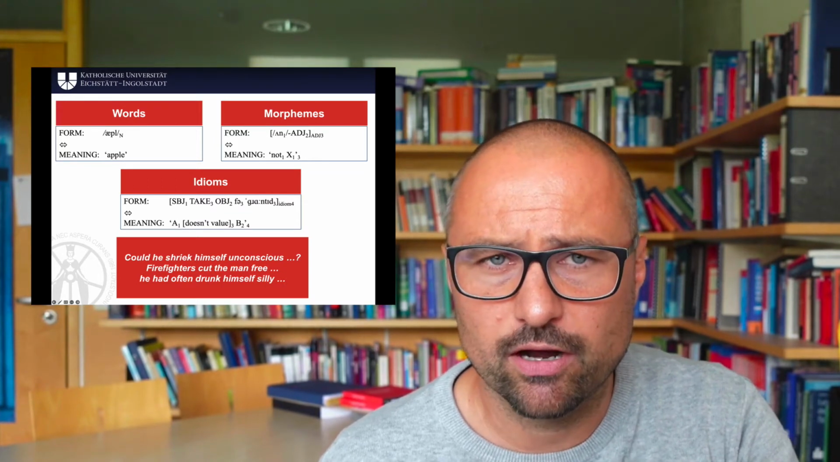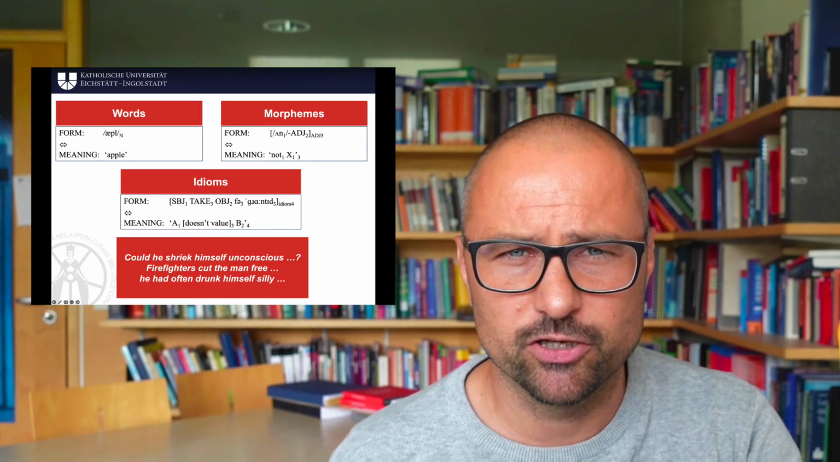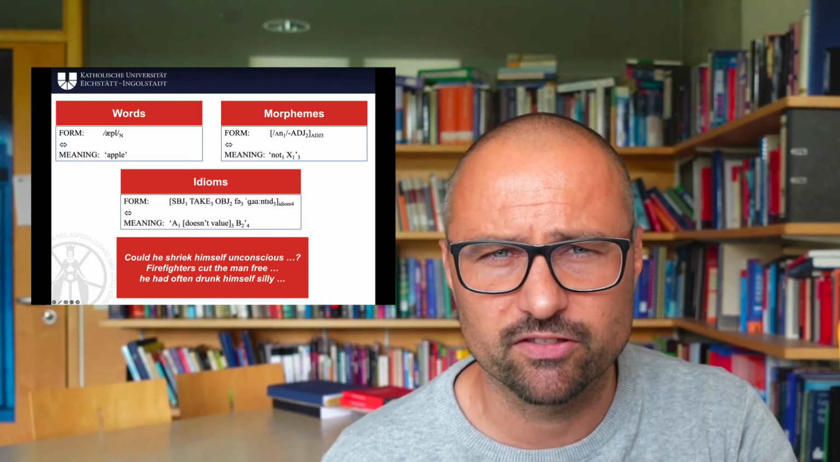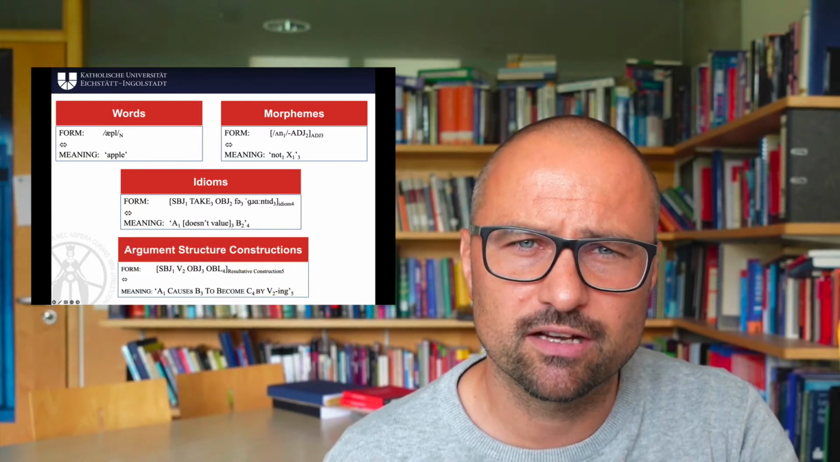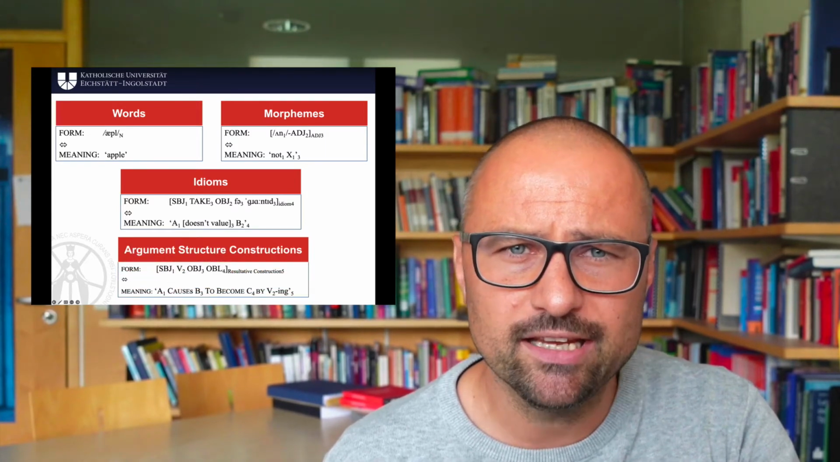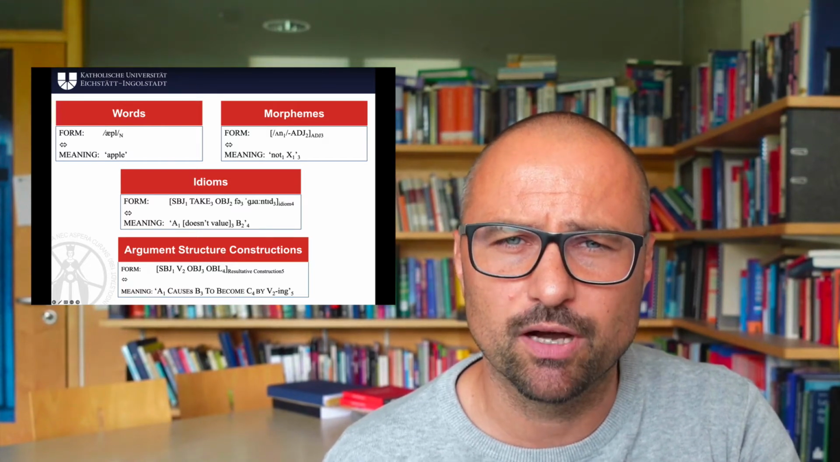Then in the book, I also argue that going beyond idioms, if we find patterns like could he shriek himself unconscious, firefighters cut the man free, he'd often drunk himself silly, we see that there's a subject, verb, object and oblique, which corresponds to the meaning of A causes B to become C by doing something.